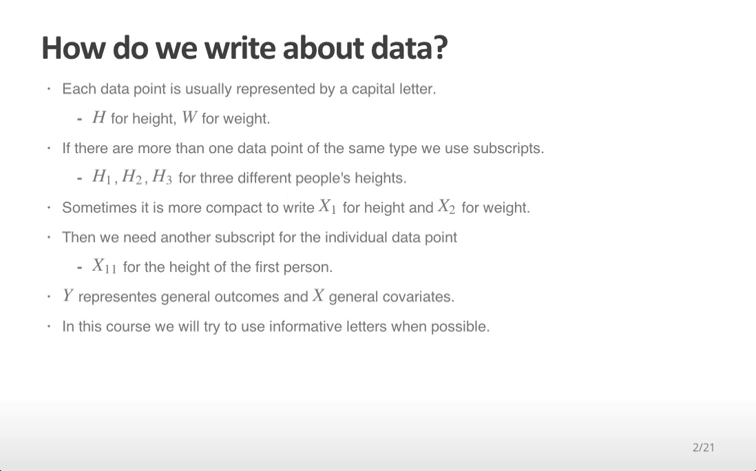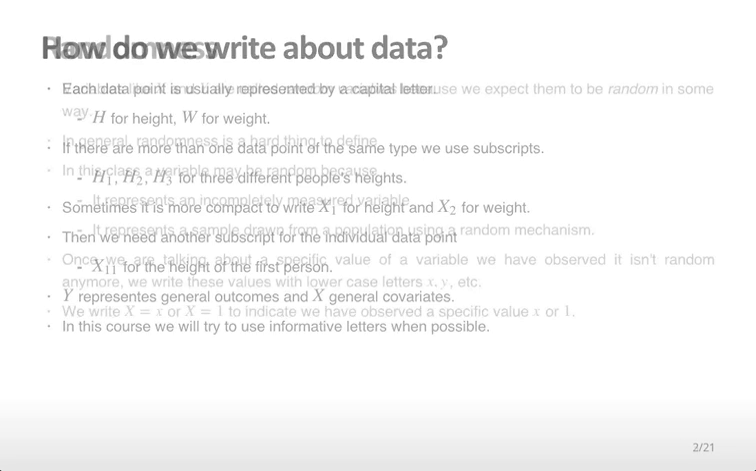Y is generally used to represent outcomes, and x is generally used to represent covariates. You don't have to pay too much attention to these conventions right now, but just keep them in the back of your mind for when we're talking about specific statistical methods later. In this course, whenever possible, we will try to use informative letters rather than the generic y and x.